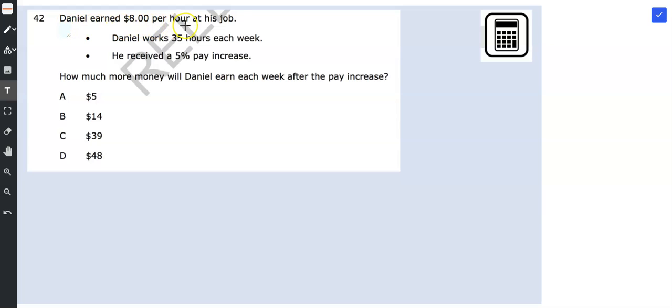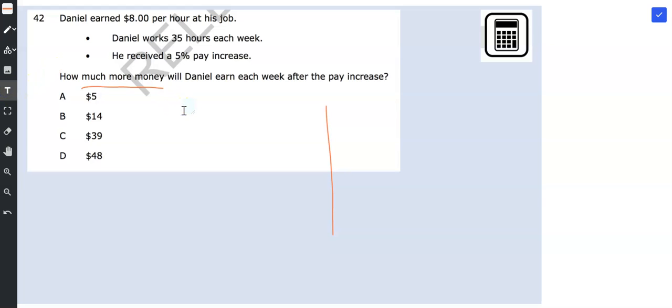Daniel earned $8 per hour at his job. Daniel works 35 hours each week. He received a 5% pay increase. How much more money will Daniel earn each week after the pay increase? So if we have to make a comparison and figure out how much more money Daniel will earn after the pay increase, we need to know how much he was paid before the pay increase and after the pay increase.